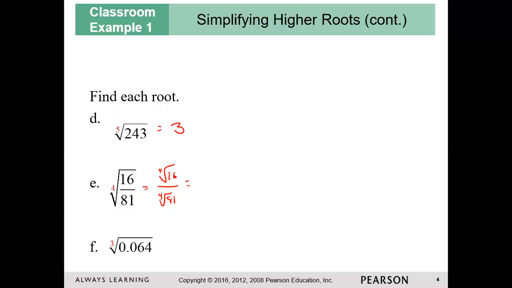So you take the fourth root of 16, and then you take the fourth root of 81, and you get your shiny answer of 2 and 3. So 2/3, 0.66666666, whatever. And this one over here, since you're given the decimal, you kind of have no choice but to write a decimal answer. So the third root of 0.064 is just 0.4.